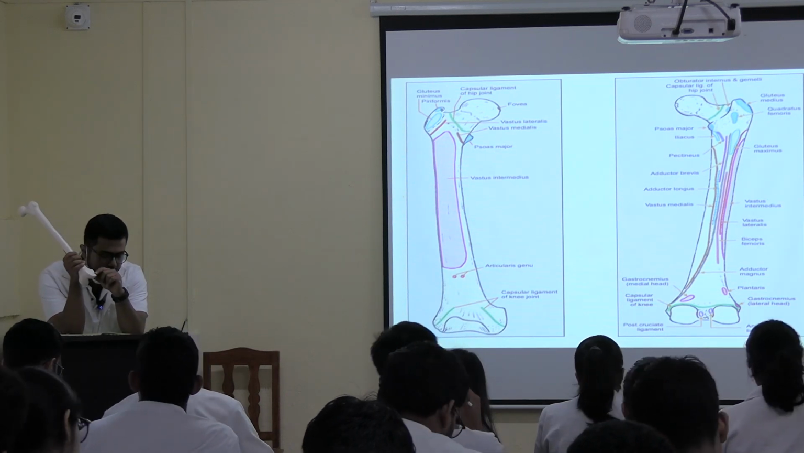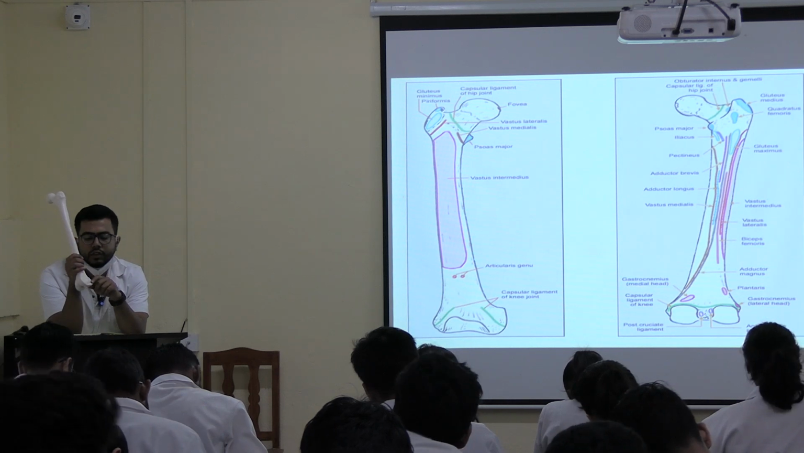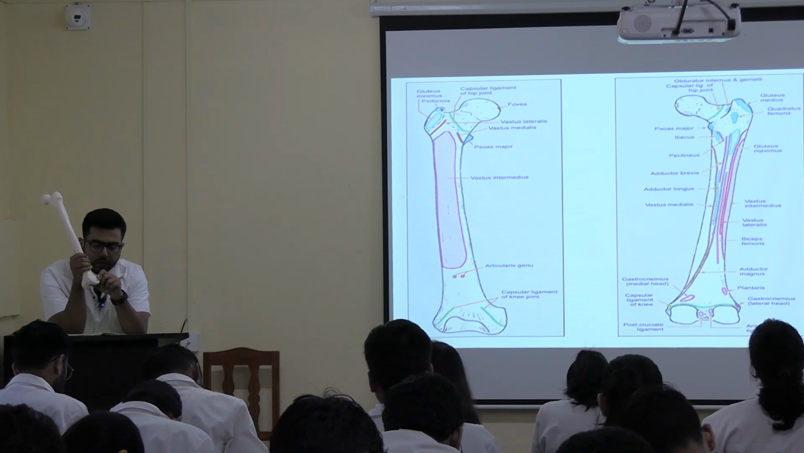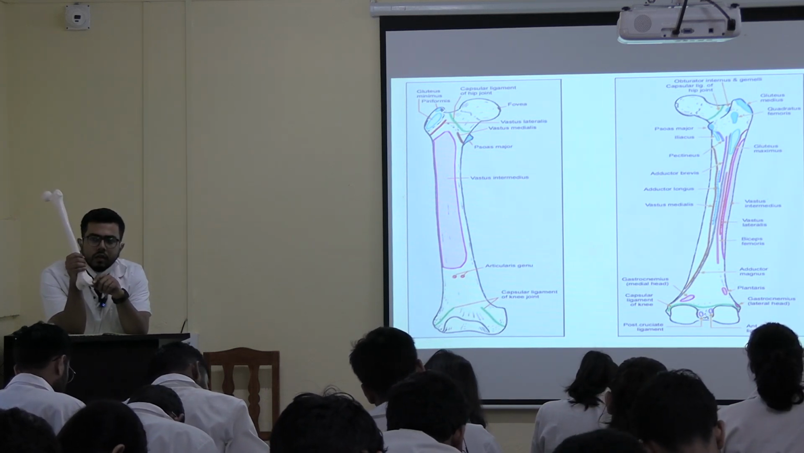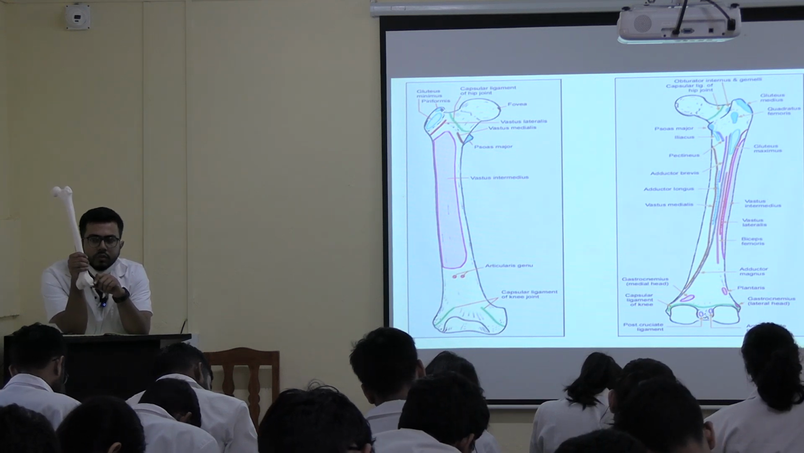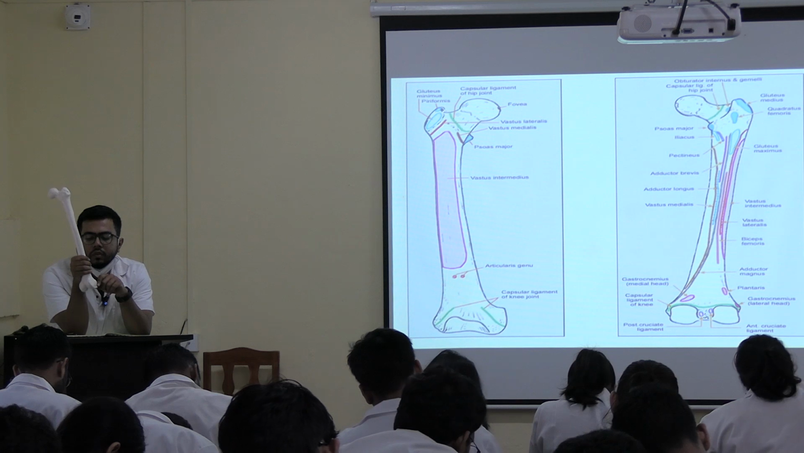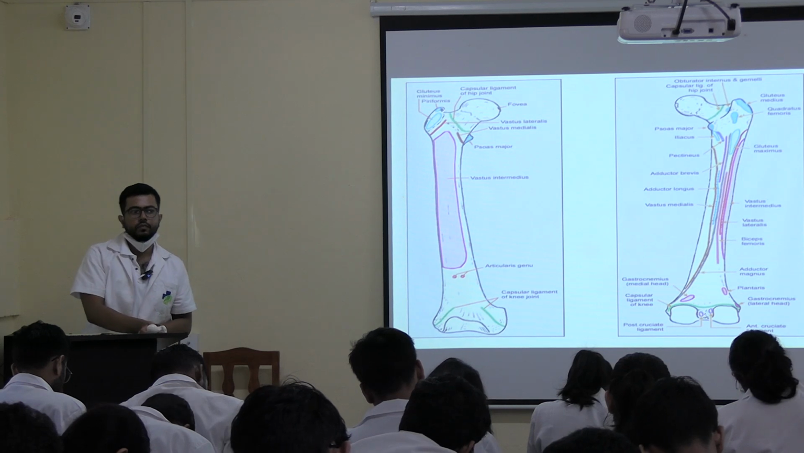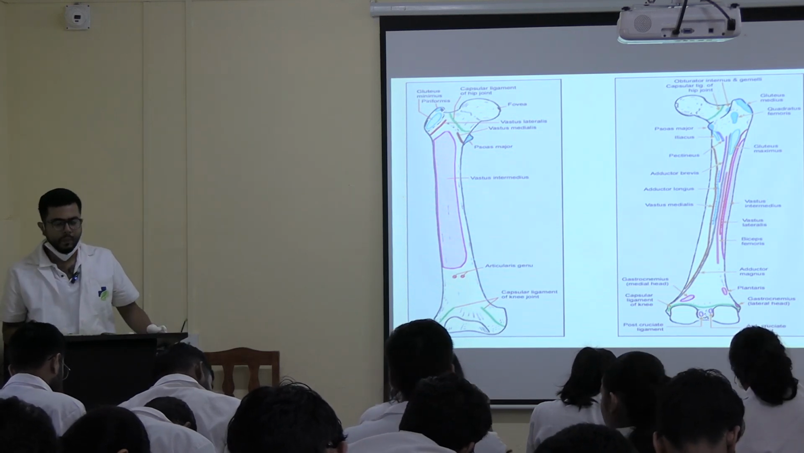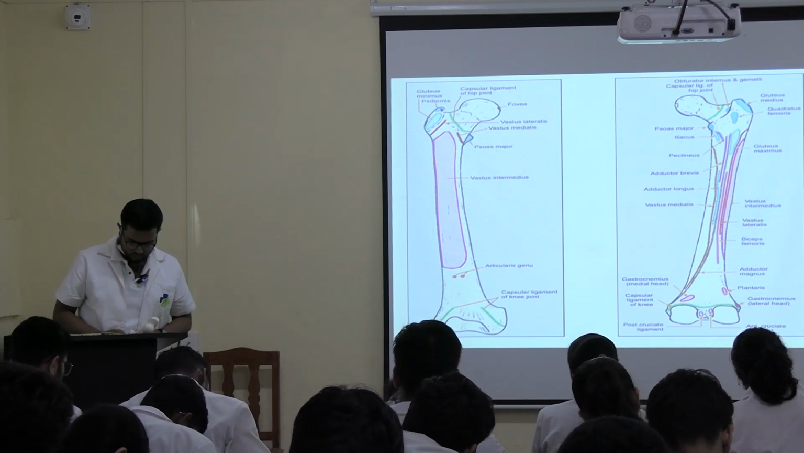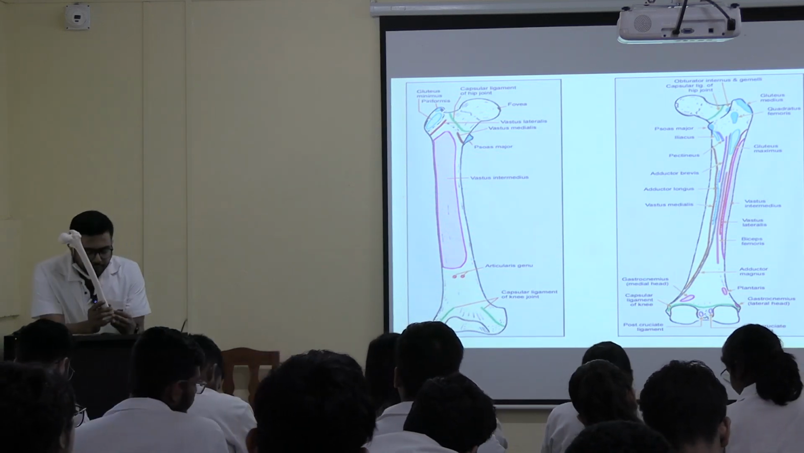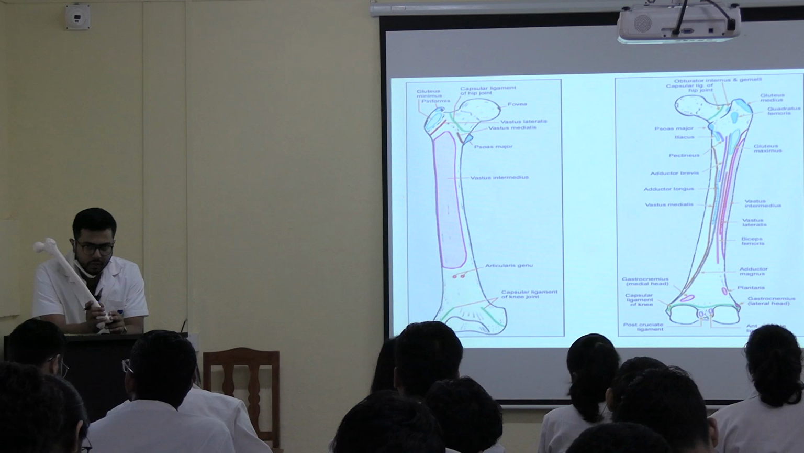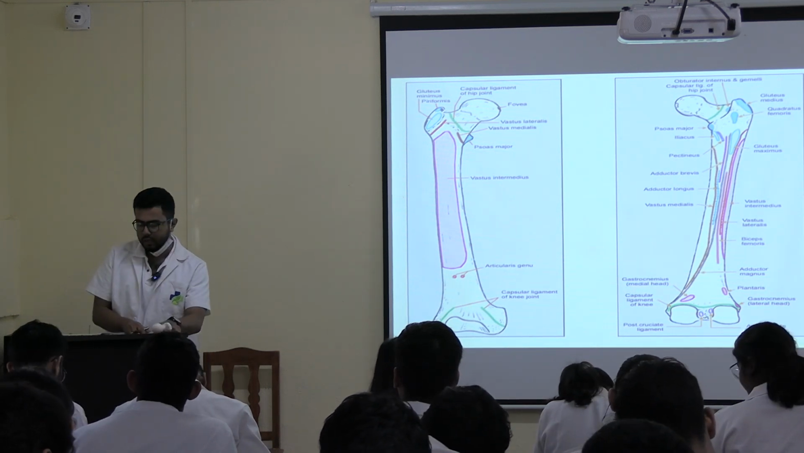Write down. Popliteus is attached on the posterior inferior groove of lateral surface of lateral condyle. It is not there on the image. Popliteus is attached on the posterior inferior groove of lateral surface of lateral condyle.